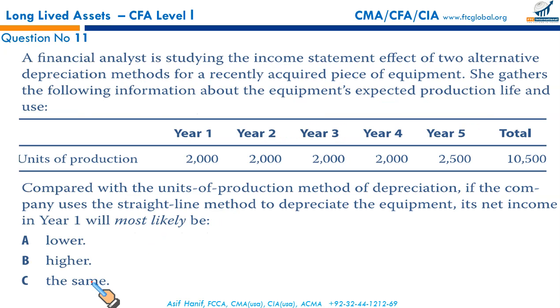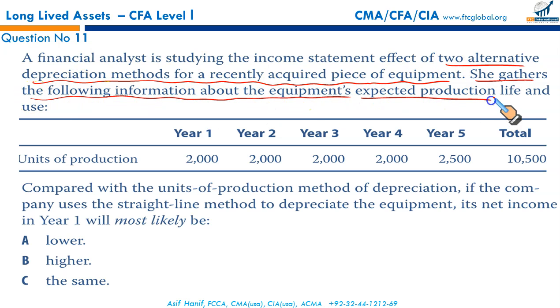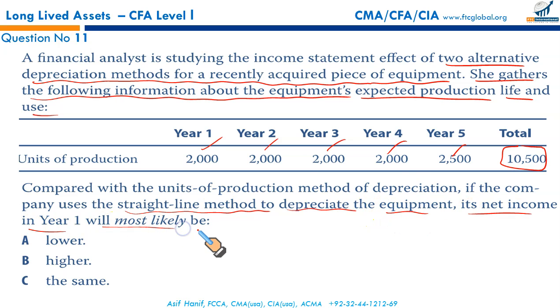Next, a financial analyst is studying the income statement effect of two alternative depreciation methods for a recently acquired piece of equipment. She gathers the following information about the equipment's expected production life and use. Production in units 2000 in years 1, 2, 3, 4, 5, and in total this is what the asset is expected to produce in its 5 year life. Okay, compared with the units of production method of depreciation, if the company uses the straight line depreciation method to depreciate the equipment, its net income in year 1 will most likely be higher or lower.